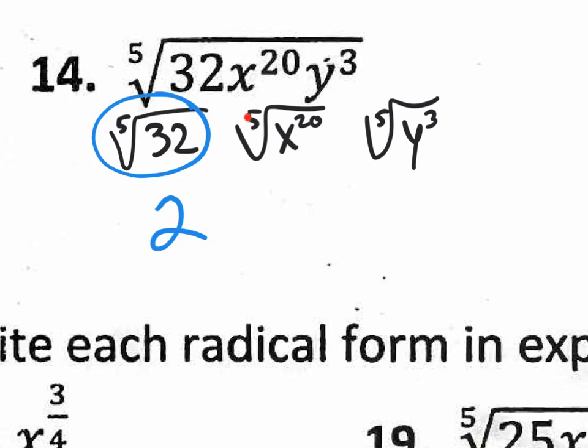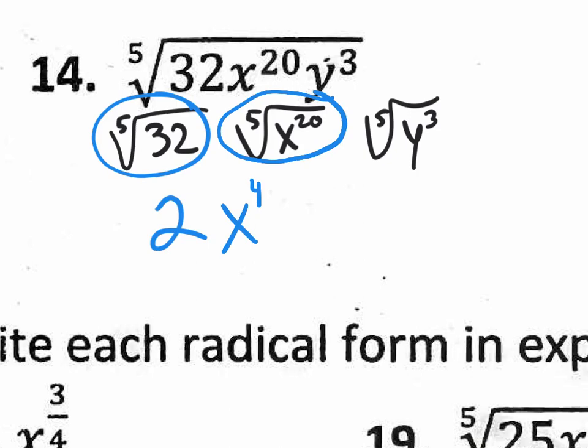Now remember, the 5th root is really the power of 1/5. In other words, you want this exponent to be divisible by 5, and it is. So what's this answer going to be? What is the 5th root of x to the 20th? X to the 4th. No more radical.